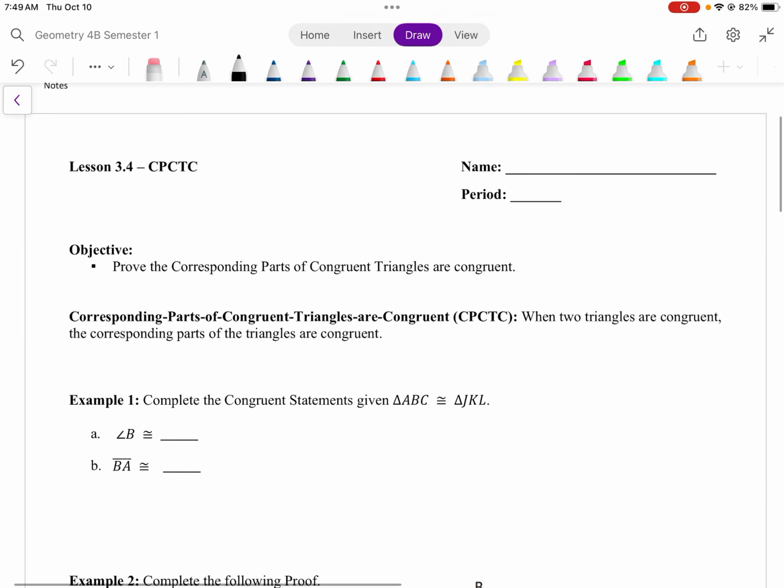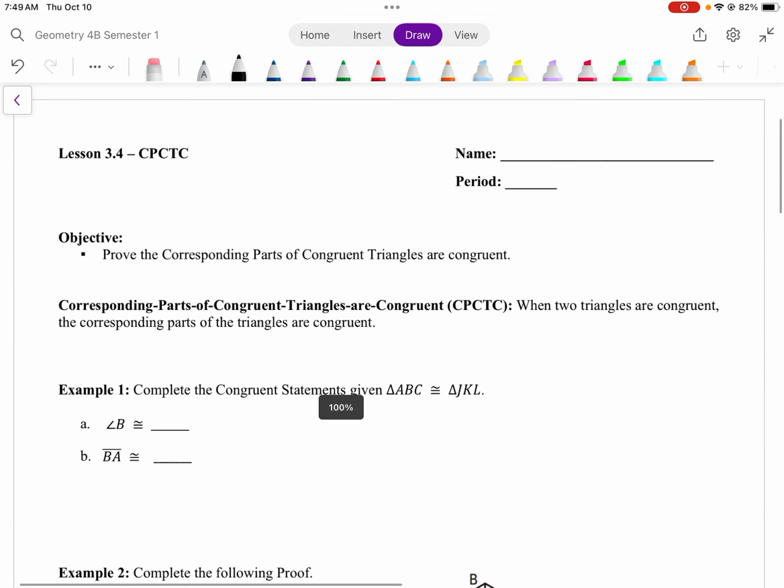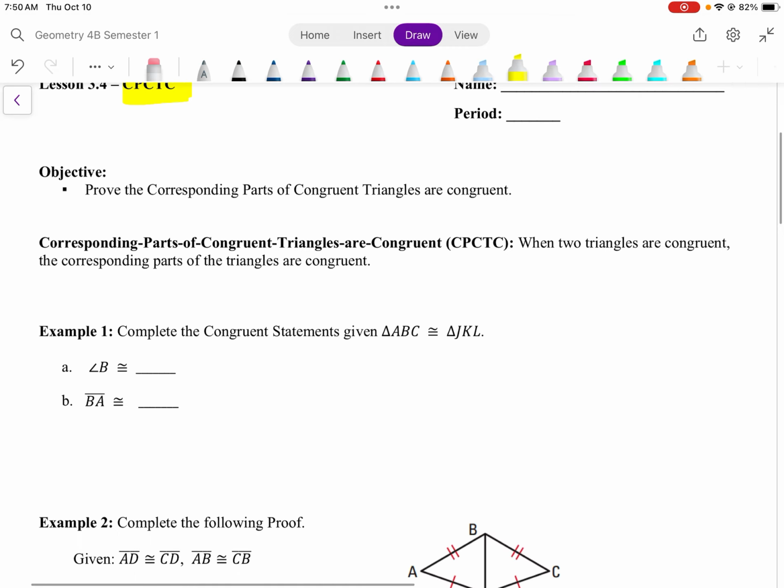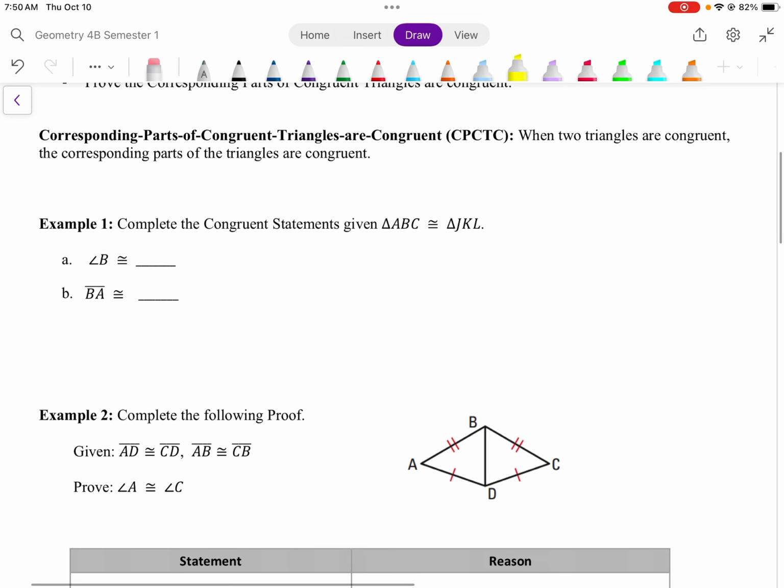Hello, today we're going to go over 3.4. The concept that we're going to be going over today, CPCTC, is something that we've already been doing throughout the chapter. We just haven't been using the vocabulary word for it yet. So we're going to prove that the corresponding parts of congruent triangles are congruent in this section. And that's what CPCTC stands for.